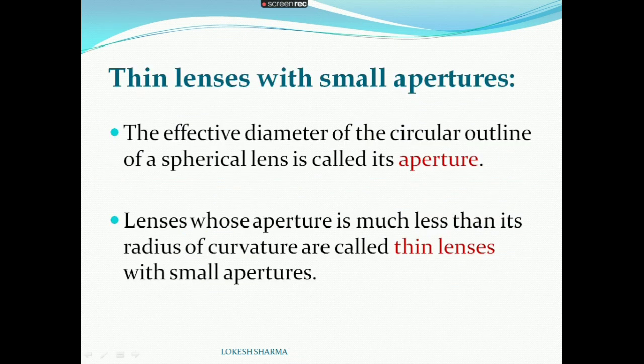In our course, we are studying thin lenses with small aperture. We know the effective diameter of the circular outline of a spherical lens is called aperture, and lenses whose aperture is much less than their radius of curvature are called thin lenses with small aperture, as was the case in the spherical mirror.